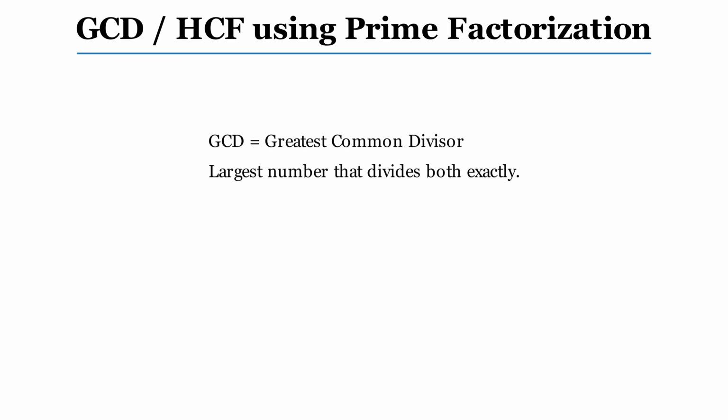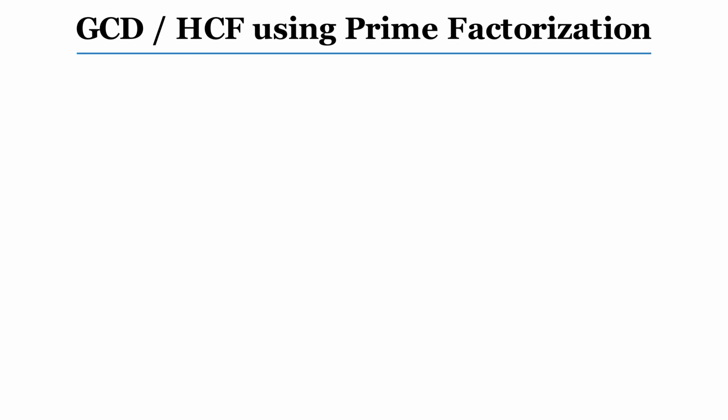Another important application of prime factorization is finding the GCD, or HCF, which stands for greatest common divisor, or highest common factor. The GCD is the largest number that divides both numbers exactly. Let's again use the numbers 12 and 18. We already know their prime factorizations. 12 equals 2 squared times 3, and 18 equals 2 times 3 squared. To find the GCD, we look for the common prime numbers in both factorizations and take the smallest power of each common prime. Both numbers contain 2 and 3.